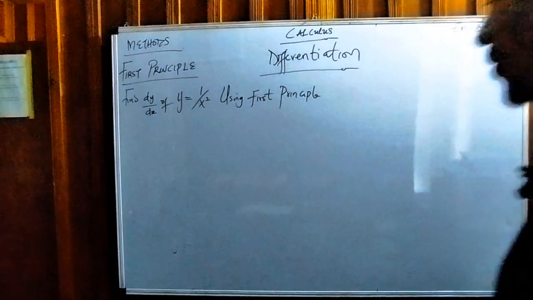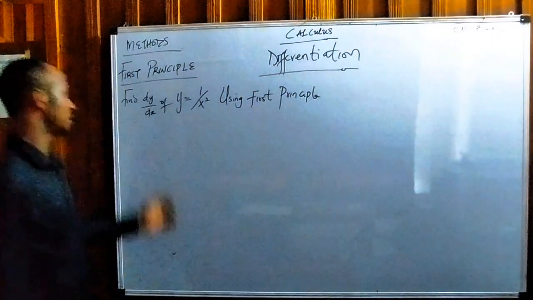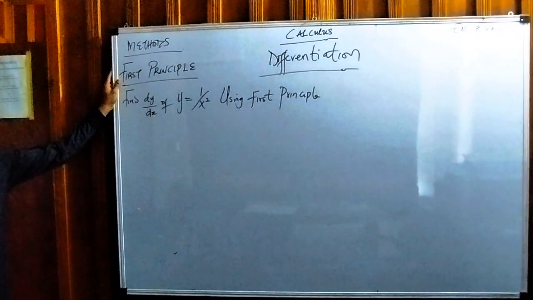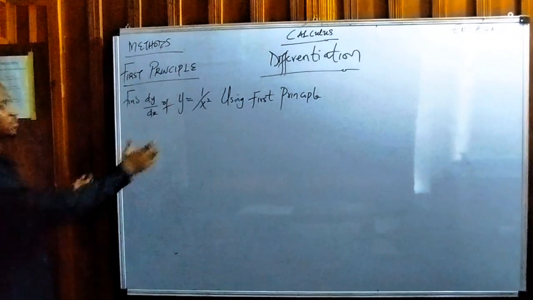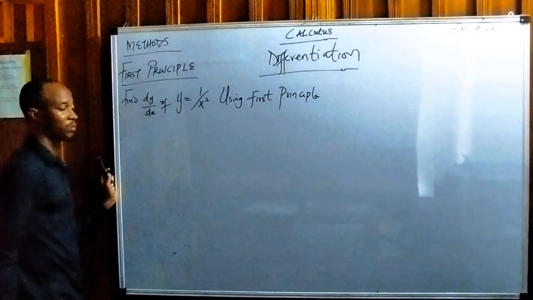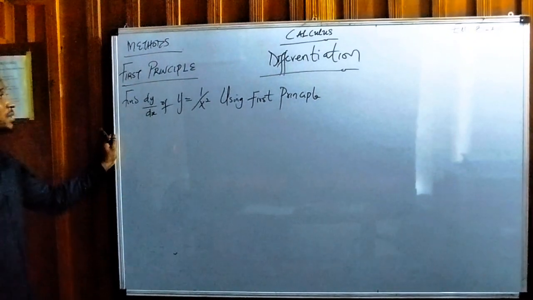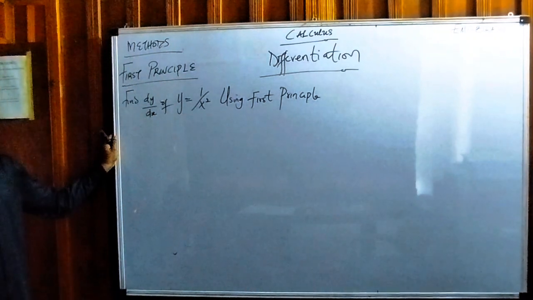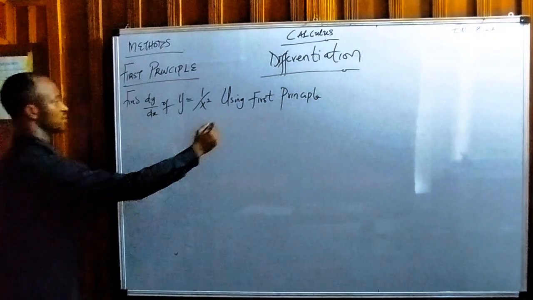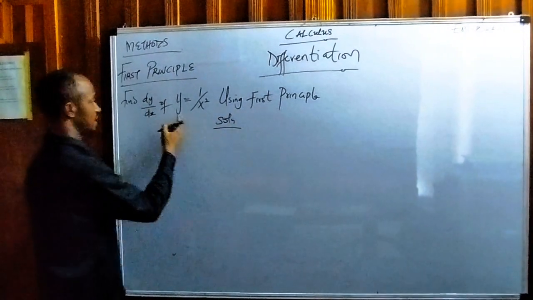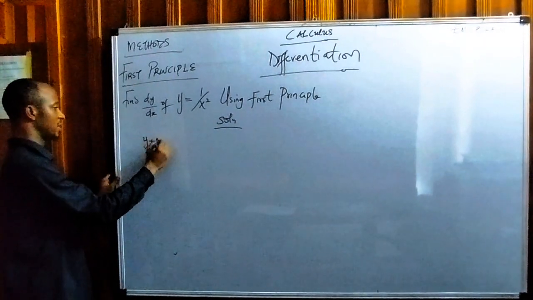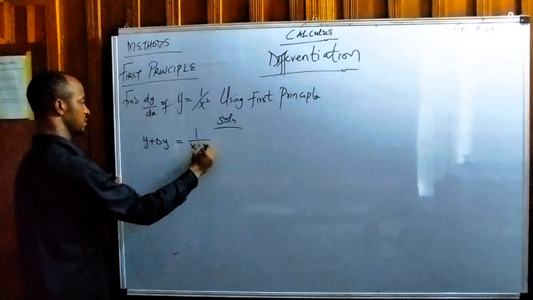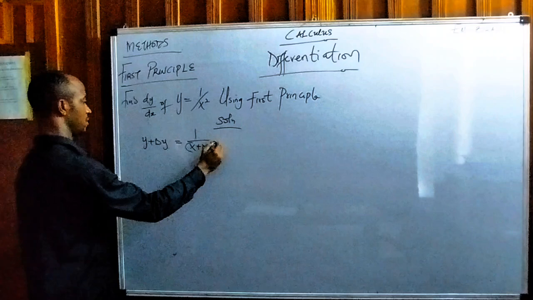Okay, let's look at this question we have here. We have to find dy/ds when y equals 1 over s squared using first principle. For us to differentiate using first principle, we already know the conditions. The first condition says that we have to assume an increase in y and an increase in x. The solution to this is that the increase in y is y plus delta y, which equals 1 divided by (s plus delta x) all squared.